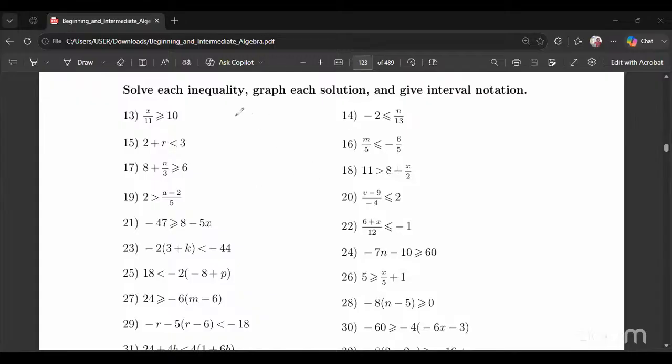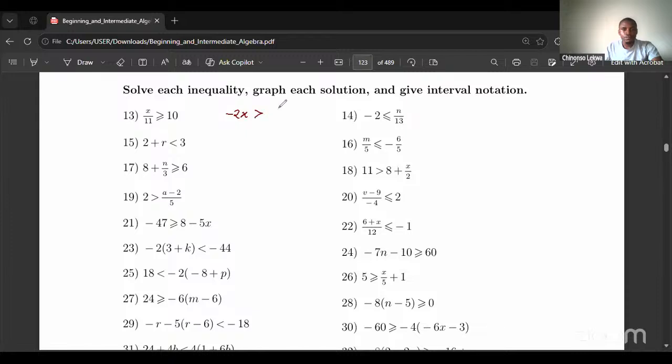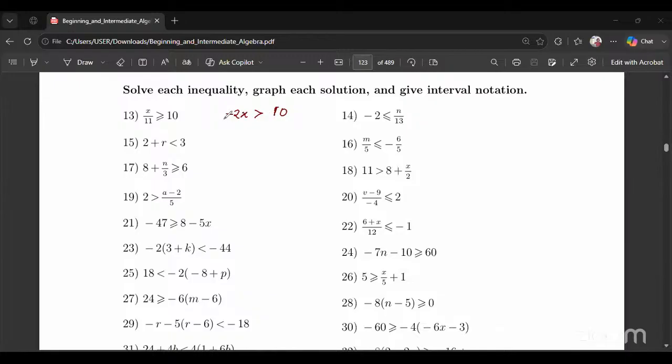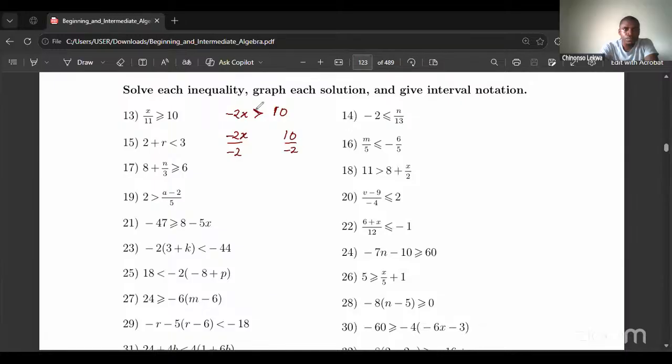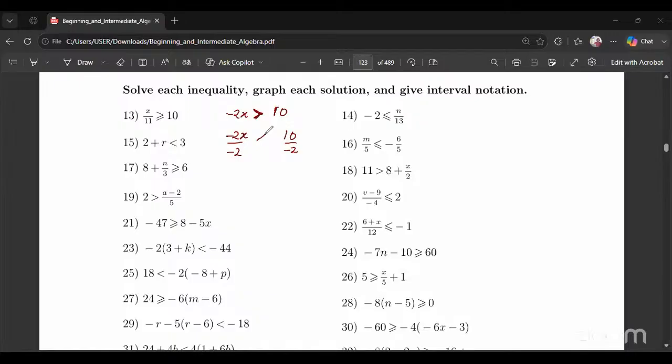Now, if I have, for instance, negative 2x is greater than 10, and of course I want to get the value of x. Naturally, what I need to do here is divide both sides by negative 2, right? If I divide this side by negative 2 and that side also by negative 2, the inequality will change from greater than to less than. If it's greater than or equal to, it will change to less than or equal to. Then you want to ask, why is the inequality changing?